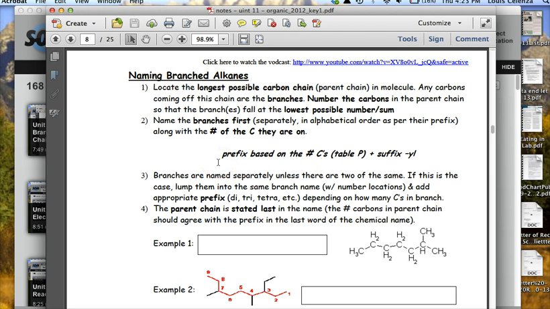It's also possible to have more than one of the same branch. So, for example, if you would have two methyl branches, instead of just putting methyl, you would have to put a di in front of that to indicate that you have two methyls. And many times you have to indicate what carbon those methyls are attached to. And as we go through this, I'm going to show you how to do that.